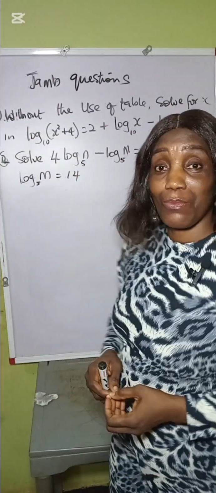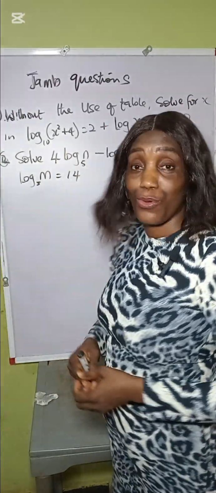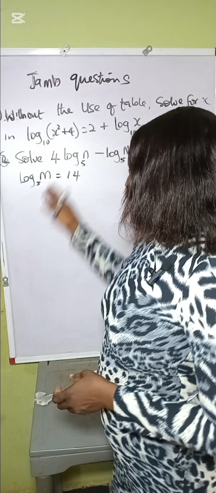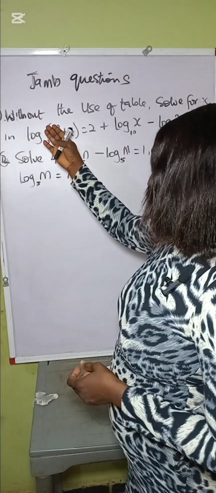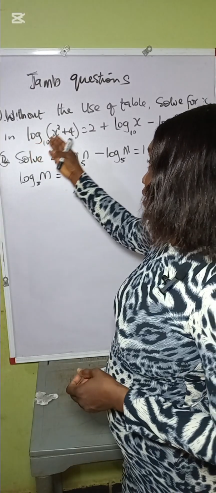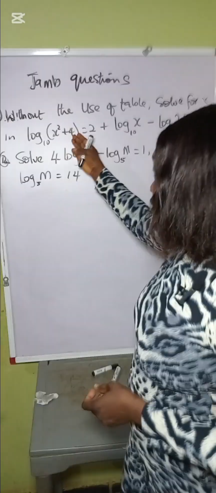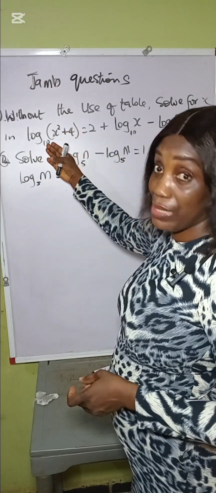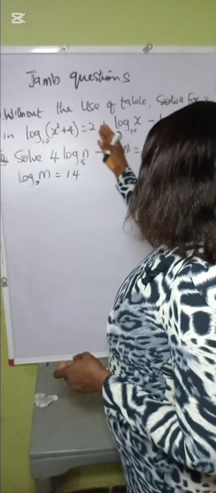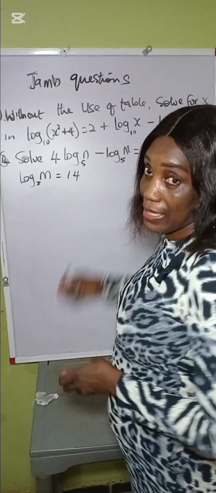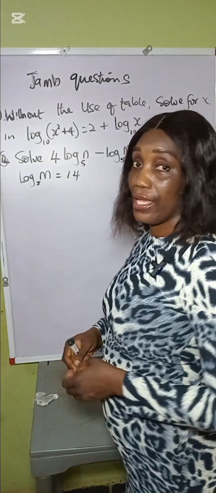We have some JAMB questions, some simple questions that do come out in JAMB, okay? I have about two of them here. One says, without the use of logarithm, solve for x in log of (x squared plus 2) all in bracket plus 4 all in bracket in base 10 is equal to 2 plus log x base 10 minus log 20 base 10. Okay, we have two questions here.